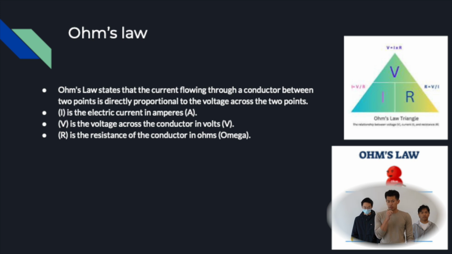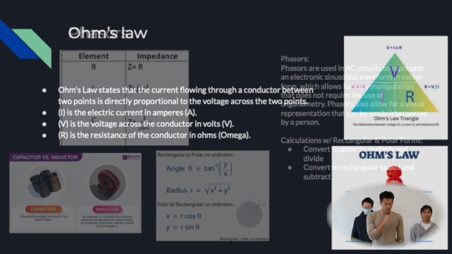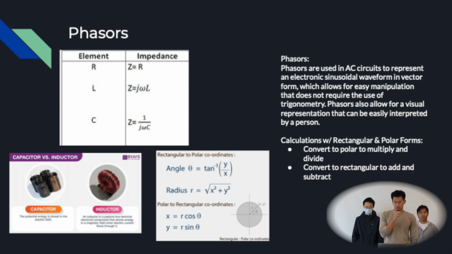Hi, my name is Ivan. Ohm's law states that the current flowing through a conductor between 2 points is directly proportional to the voltage across the 2 points. Phasors are used in AC circuits to represent an electronic sinusoidal waveform in vector form, which allows for easy manipulation that does not require the use of trigonometry. Phasors also allow for visual representation that can be easily interpreted by a person.